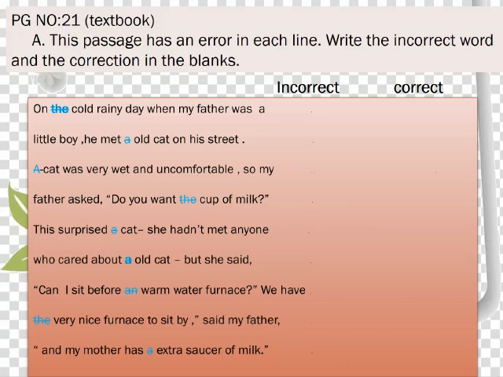And my mother has an extra saucer of milk. Clearly here, a is incorrect because before the vowel sound of E, we use an. An is the correct answer here. Dear students, you need to write all these answers in your textbook.